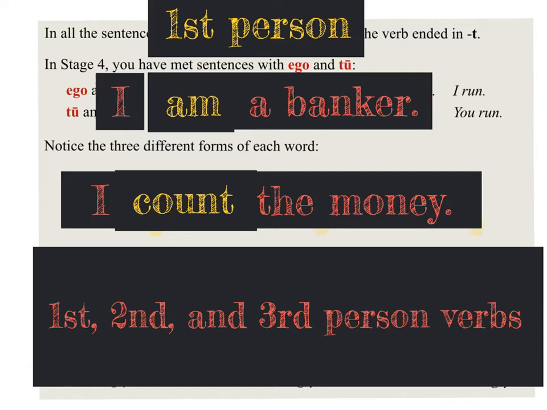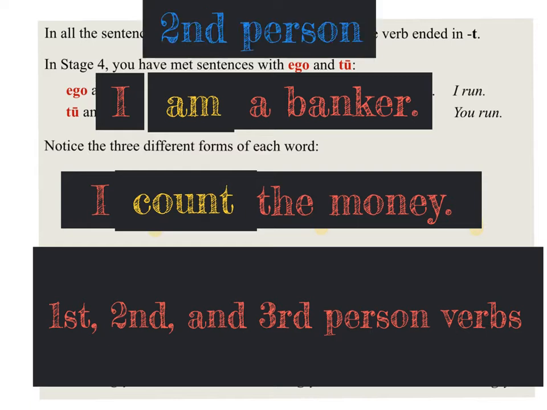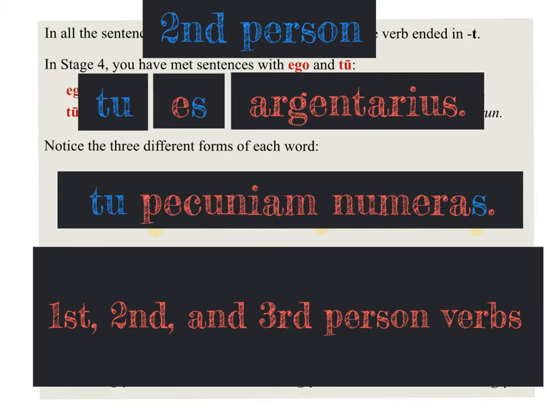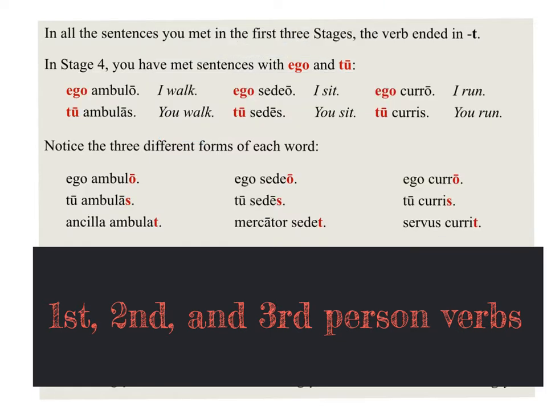These sentences are in what we call the first person, because they're talking about what I am and what I do. Now, there's also such a thing as a second person, though these verbs won't always have a separate form in English. The second person is you, the person that I am talking to. And in Latin, these verbs will all end with the letter S. Tu es argentarius. Tu pecuniam numeras. Now, for most Latin verbs, the distinction between first, second, and third person is as simple as O, S, T.